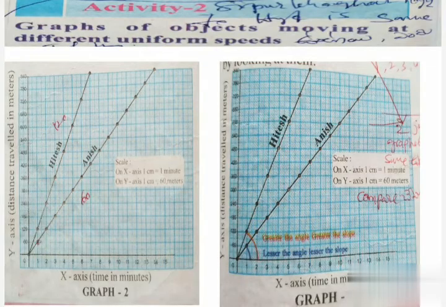Students, in the previous class we discussed activity 1, Swati's journey. Today we are discussing one more activity. What is that activity? Graphs of objects moving at different uniform speeds.